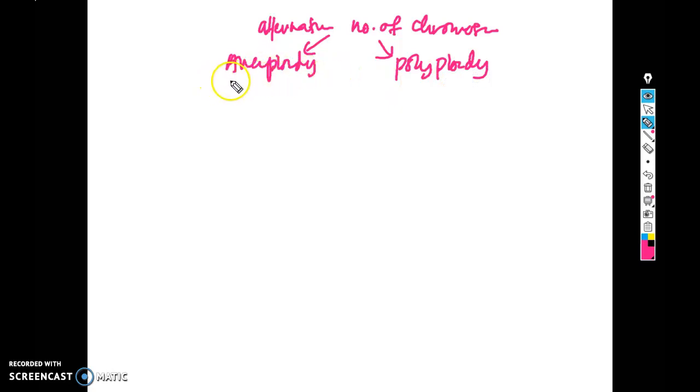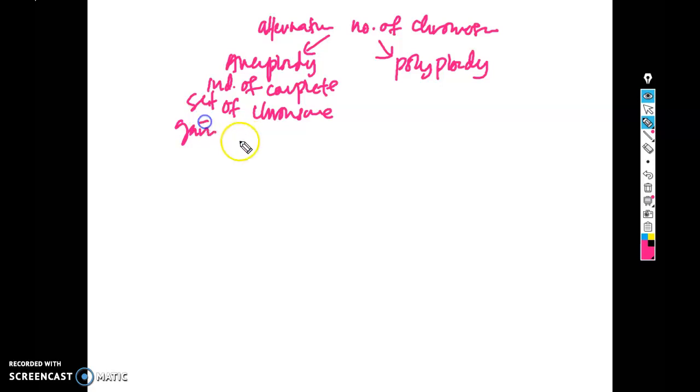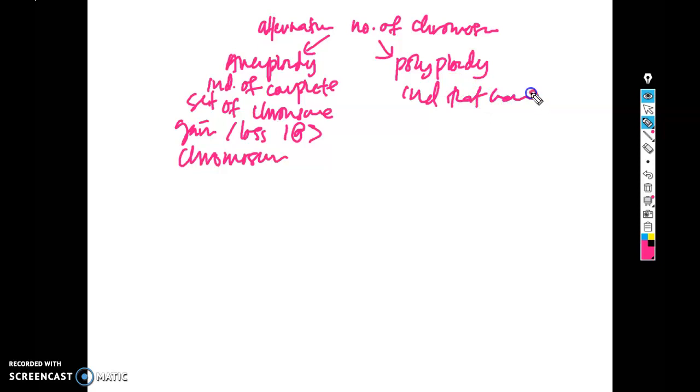Okay, aneuploidy refers to individuals that have a complete set of chromosomes but gain or lose one or more chromosomes, while polyploidy refers to individuals that have more than two sets of chromosomes.